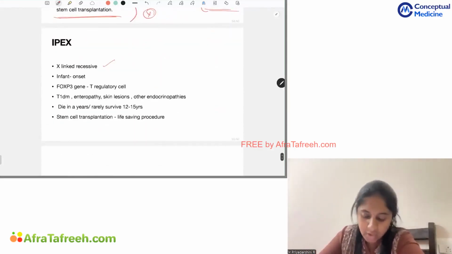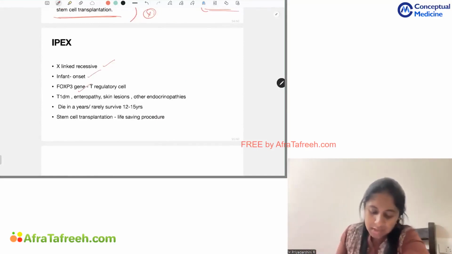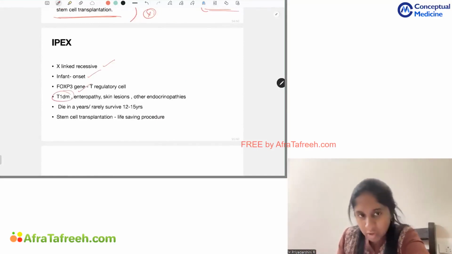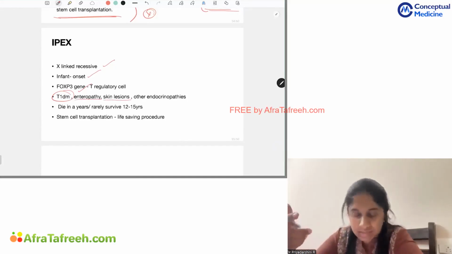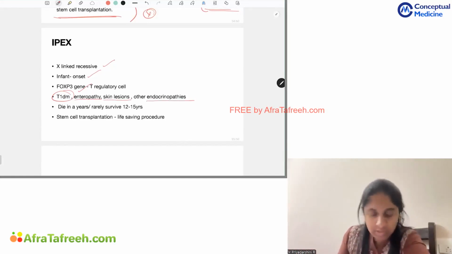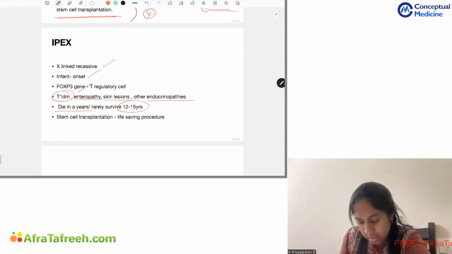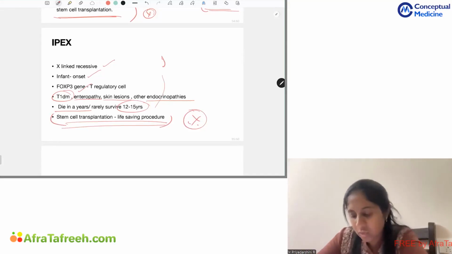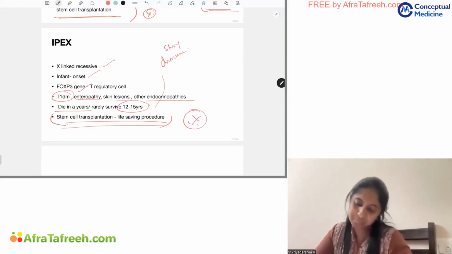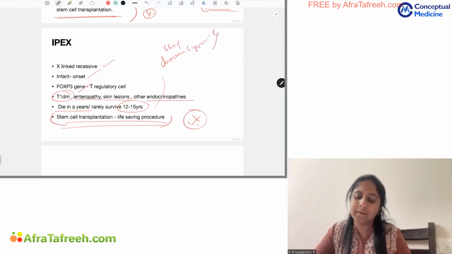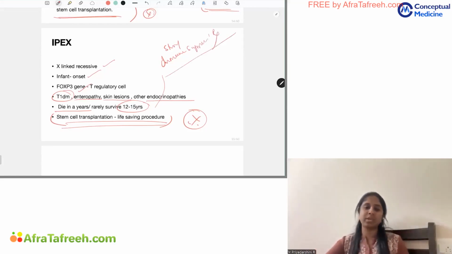It's X-linked recessive, FOXP3 mutation, infant onset. The child will have type 1 diabetes, fulminant onset, enteropathy would be there, skin lesions would be there, like how we saw in APS type 1, and other endocrinopathies could be there. Usually dies in a year if it's not treated, but rarely they may survive until 15 years. Stem cell transplantation is the main life-saving procedure, and before that, you will have to go for strong immunosuppression. That would be the ideal treatment of choice until the patient is posed for stem cell transplantation.